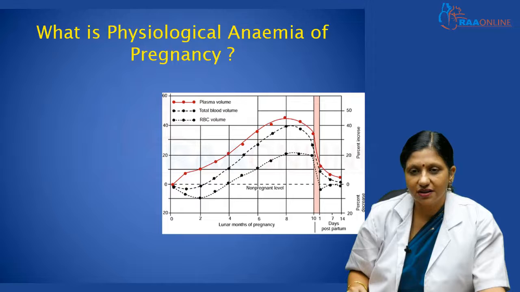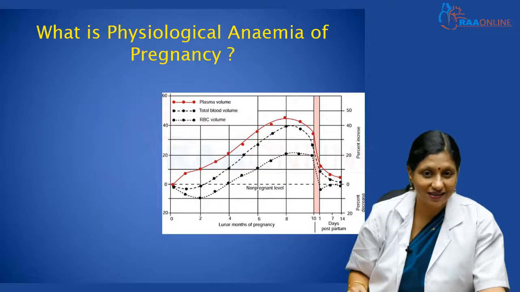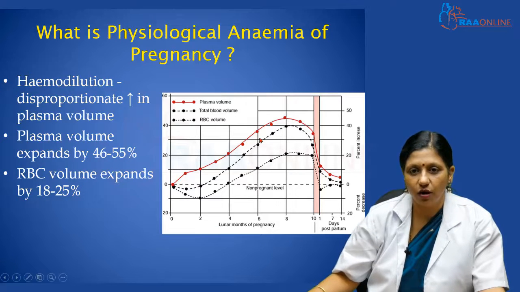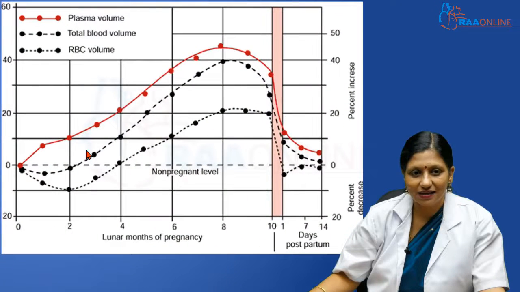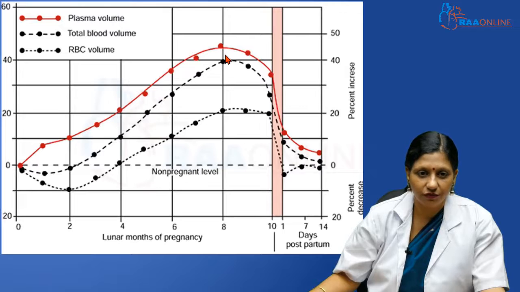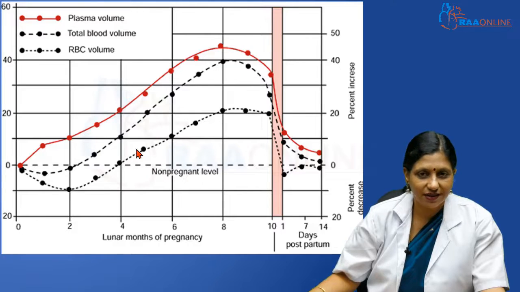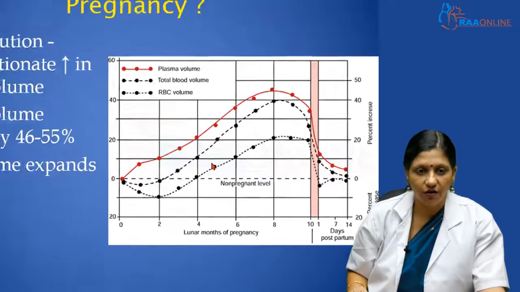And what is physiological anemia of pregnancy? Physiological anemia of pregnancy is also called dilutional anemia of pregnancy, and it is basically because of the disproportionate rise in the plasma volume and the blood volume. The plasma volume in pregnancy expands by 46 to 55%, whereas the RBC volume expands less. So thereby there is a dilution of the RBC and this leads to the dilutional anemia of pregnancy.